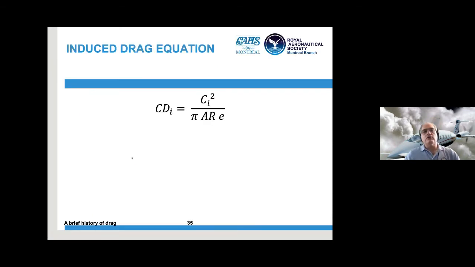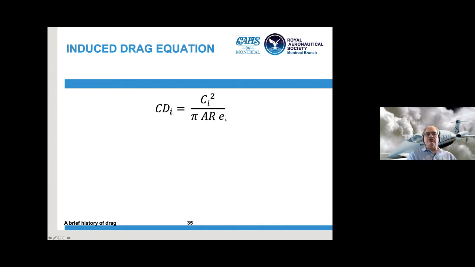Here's the induced drag equation. The induced drag coefficient is directly proportional to the lift coefficient squared, divided by pi times AR times an efficiency factor. God likes pi, it shows up everywhere in all kinds of equations, and you wonder why on earth. It's because it's actually a trigonometric effect that we'll see in a minute. AR is aspect ratio, how long and thin the wings are compared to their breadth, the chord line. I'll show you pictures in a minute.